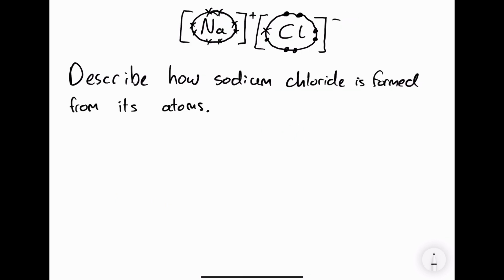Popular exam questions will ask you to describe how ionic bonds are formed between atoms. So here's an example. Describe how sodium chloride is formed from its atoms. So these are sometimes worth 3 marks.